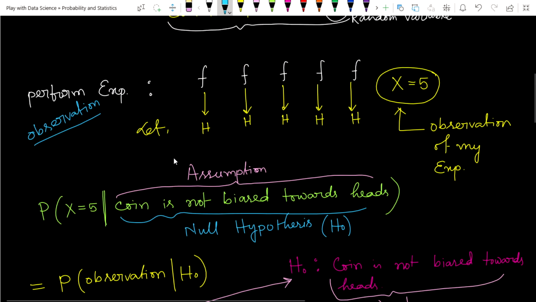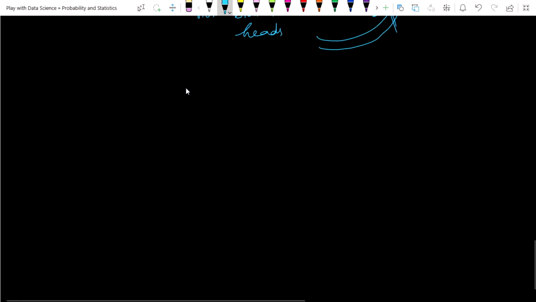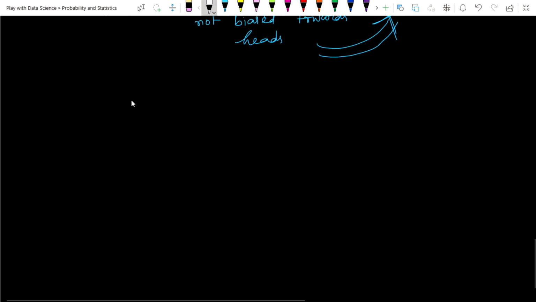Now let's try to understand this. Here we have taken only 5 flips and assumed a certain result in all of them. Now if we change this, what kind of changes occur in our p-value? Let's see. But before going to that part, I'm just going to make a summary of this.